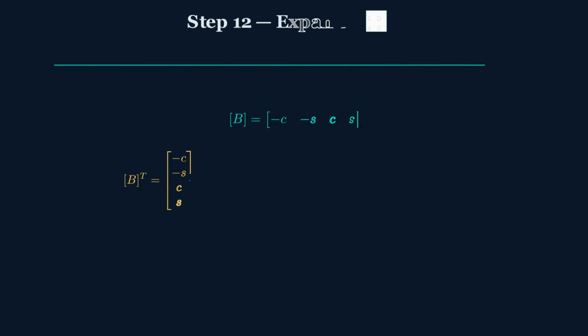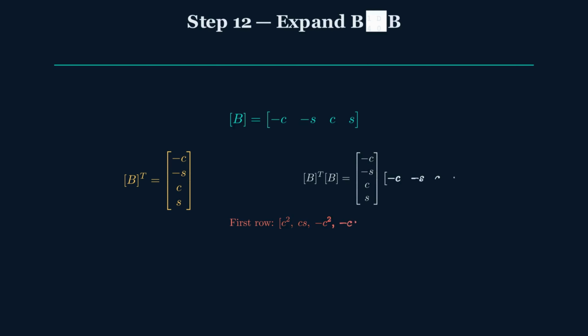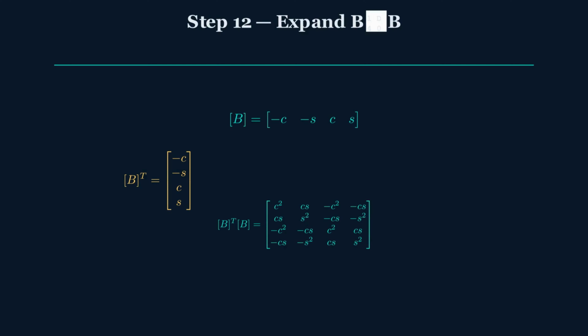Now expand B transpose B. B is a 1x4 row vector, so its transpose is a 4x1 column vector. The matrix product is therefore a column multiplied by a row. For example, the first row comes from minus c multiplied by every term in B. Repeating the same multiplication for all four rows gives the complete matrix. This is exactly the matrix we used at the beginning. We have now derived every one of its terms.